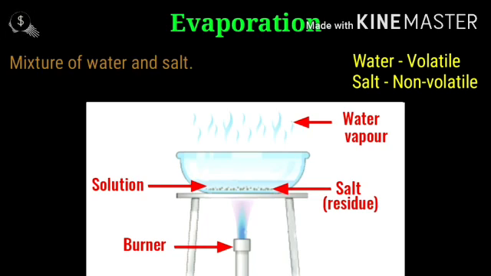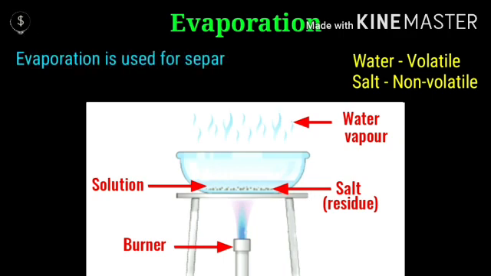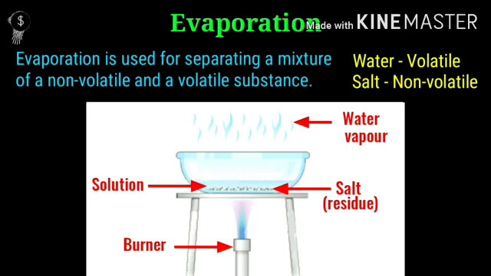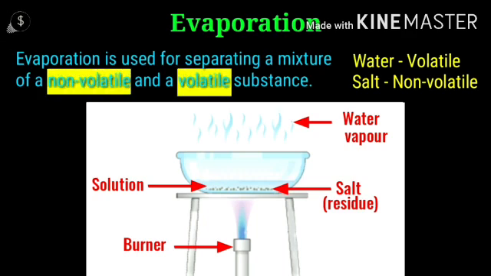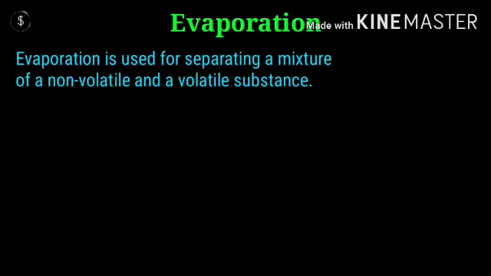So it is a must condition that one of the components must be volatile and the other non-volatile for using evaporation. So evaporation is used for separating a mixture of a non-volatile and a volatile substance. The evaporation method can be used to separate a component which is easily dissolved in water, like sugar and water, salt and water.